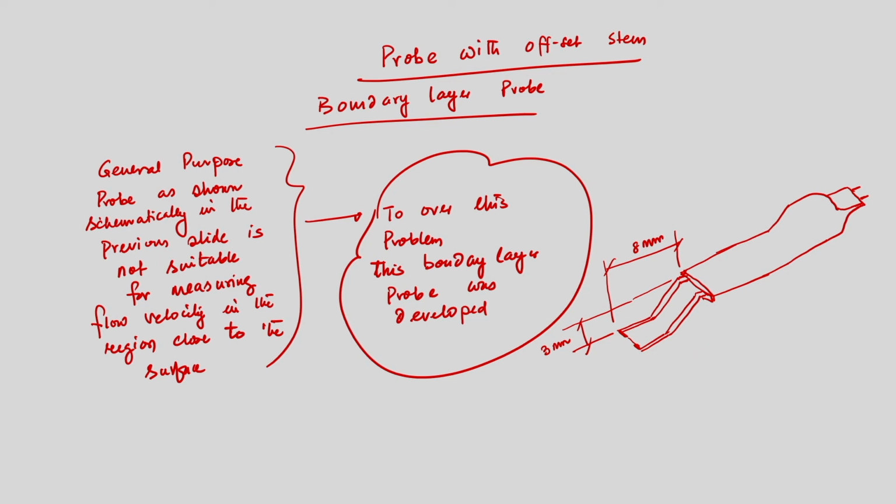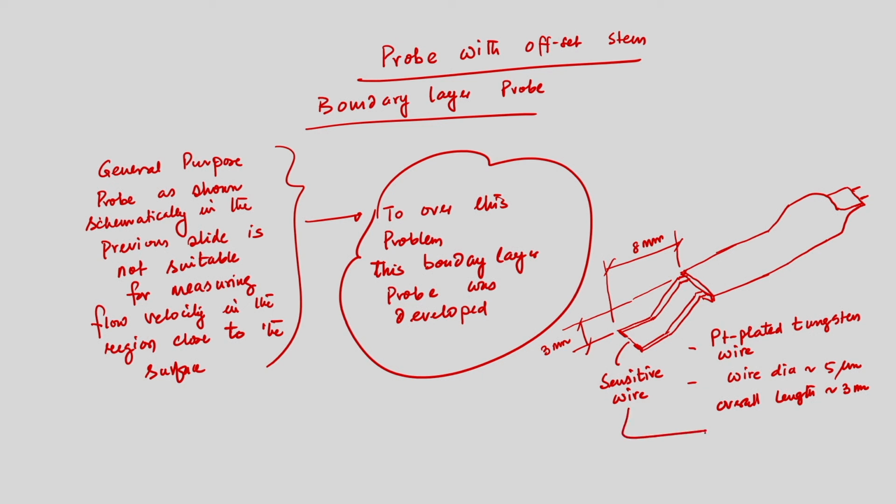So, again this is platinum sensitive wire, platinum plated tungsten wire, with a wire diameter of the order of 5 micron, overall length of the order of 3 mm and sensitive wire length 1.25 mm.